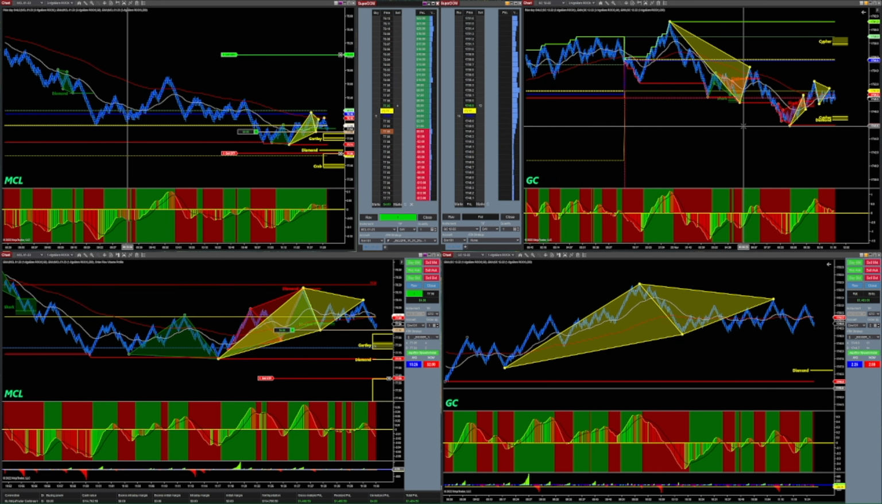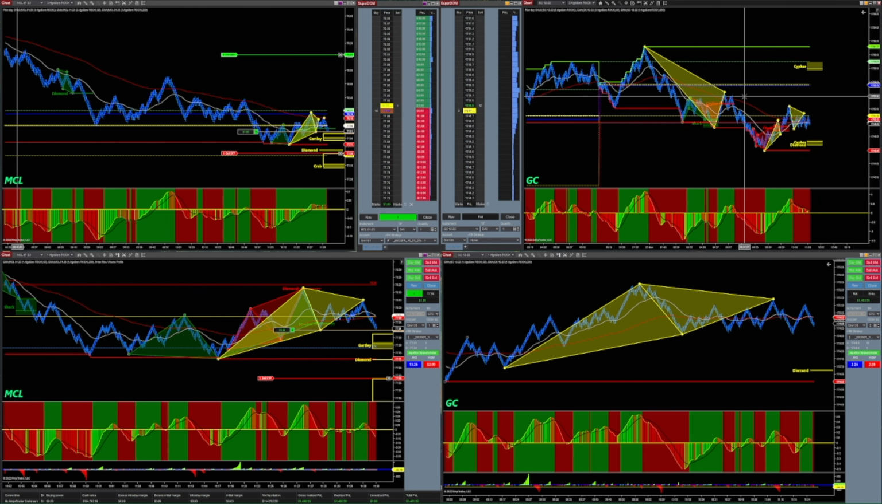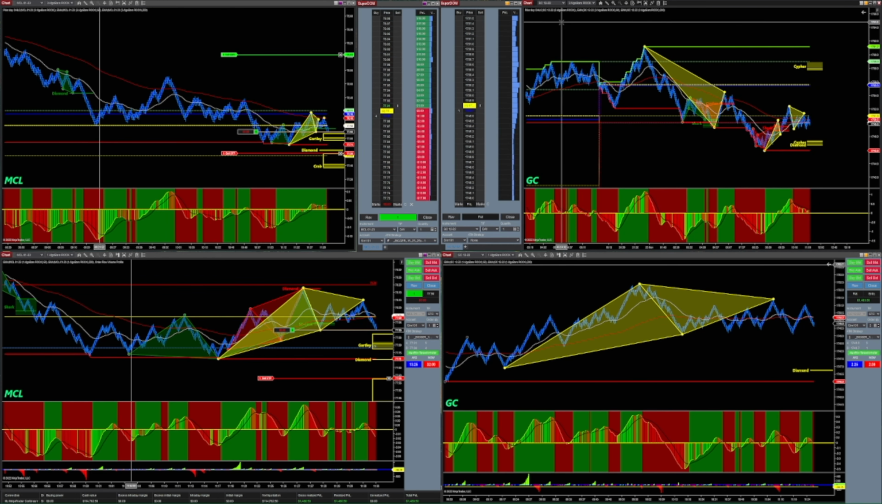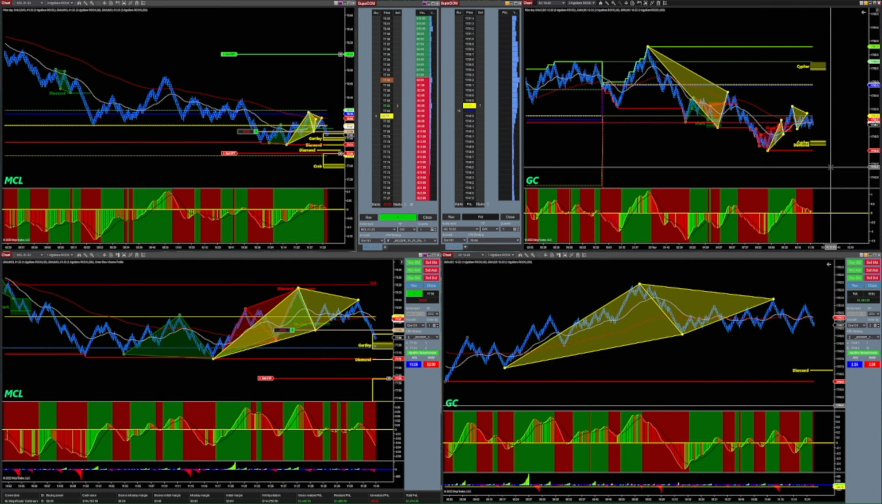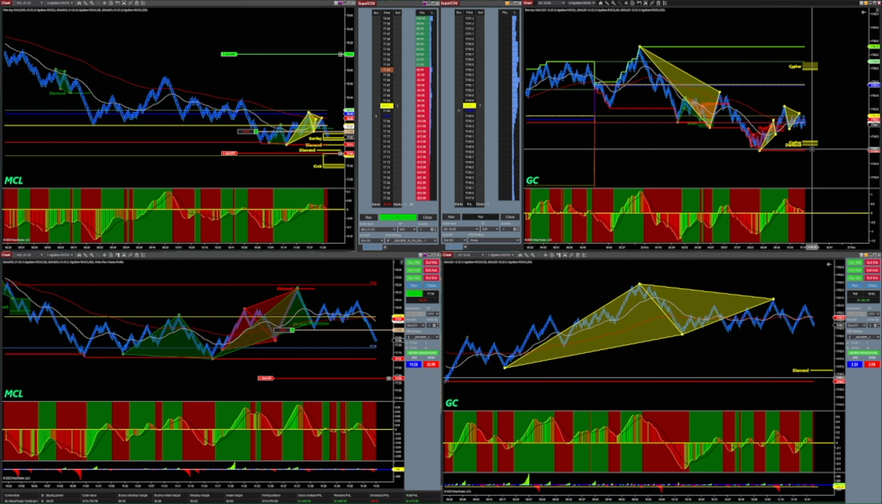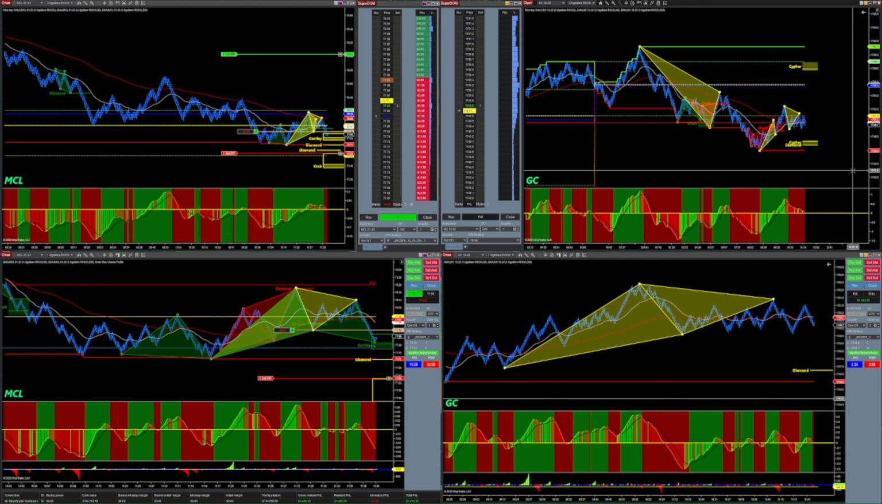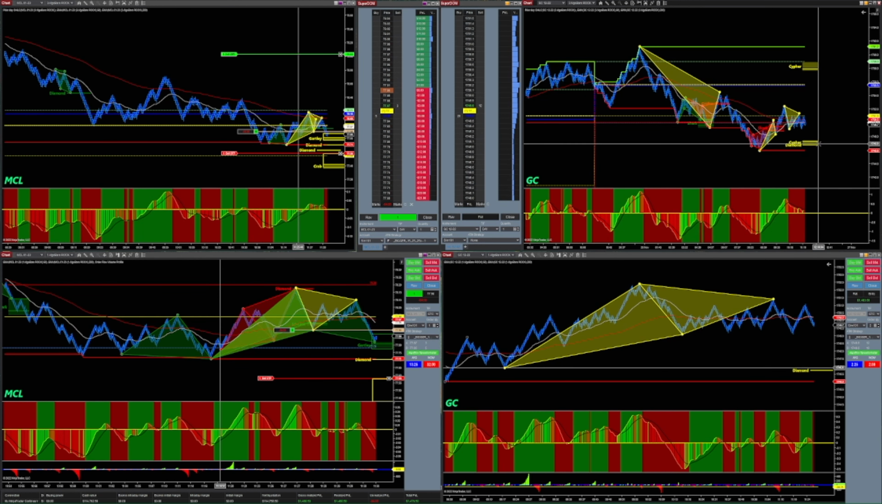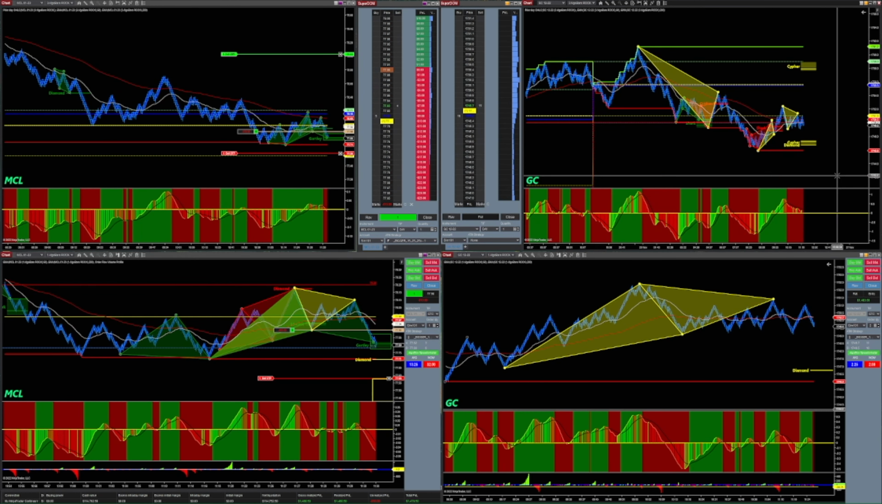On this top right hand chart, the gold, we're a bit more zoomed out here, so we can see a couple of the indicators. We've got previous daily levels, the current daily levels, and everything's there. We can see these PRZ points where price can move into and create some harmonic setups and so on. So that's pretty much that.